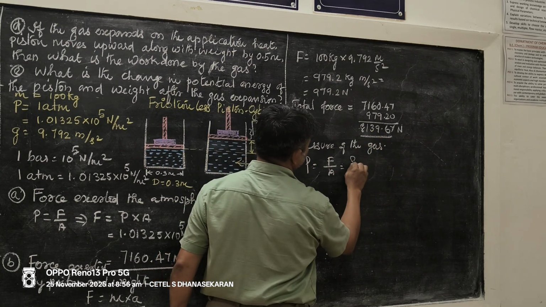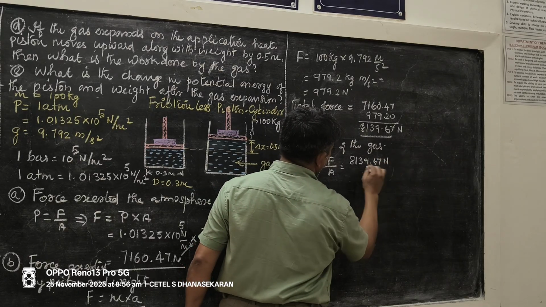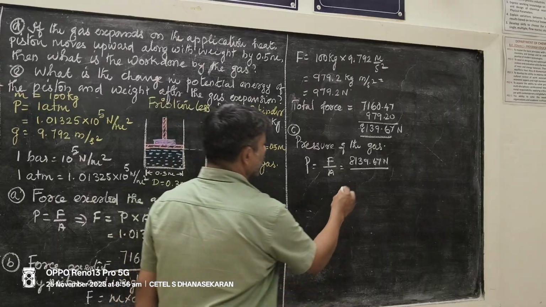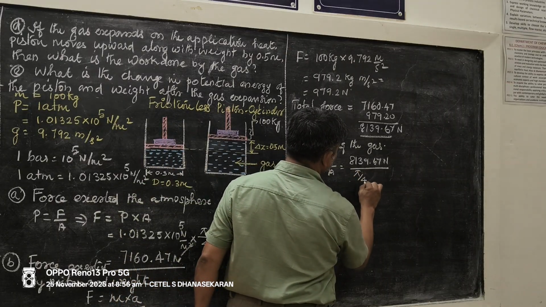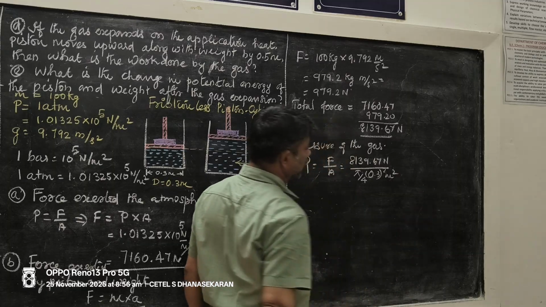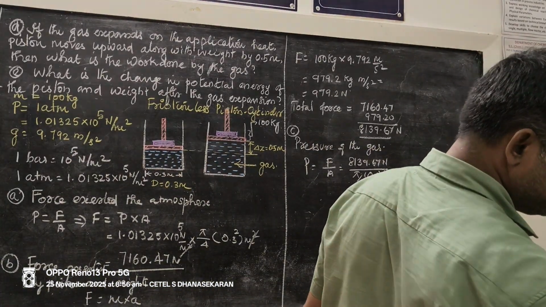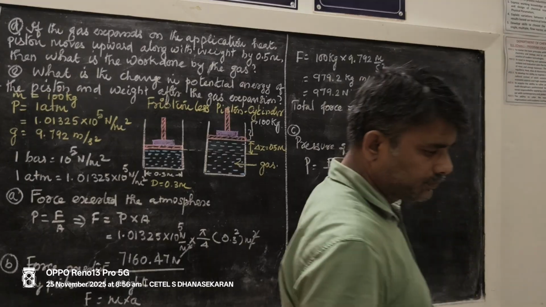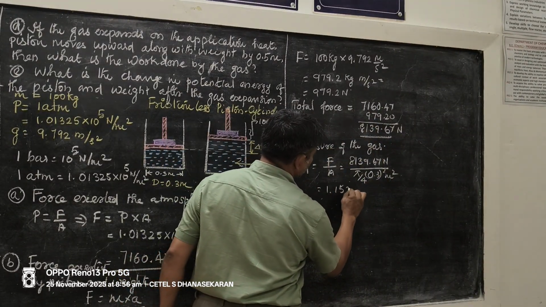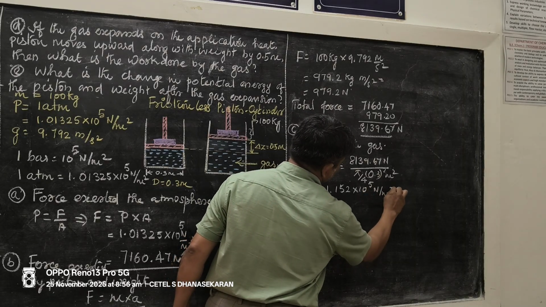The total force is equal to 8139.67 Newton divided by cross section area 5/4 d square, 5/4 into 0.3 square meter square, Newton per meter square. What is the answer? 1.152 into 10 to the power of 5 Newton per meter square.